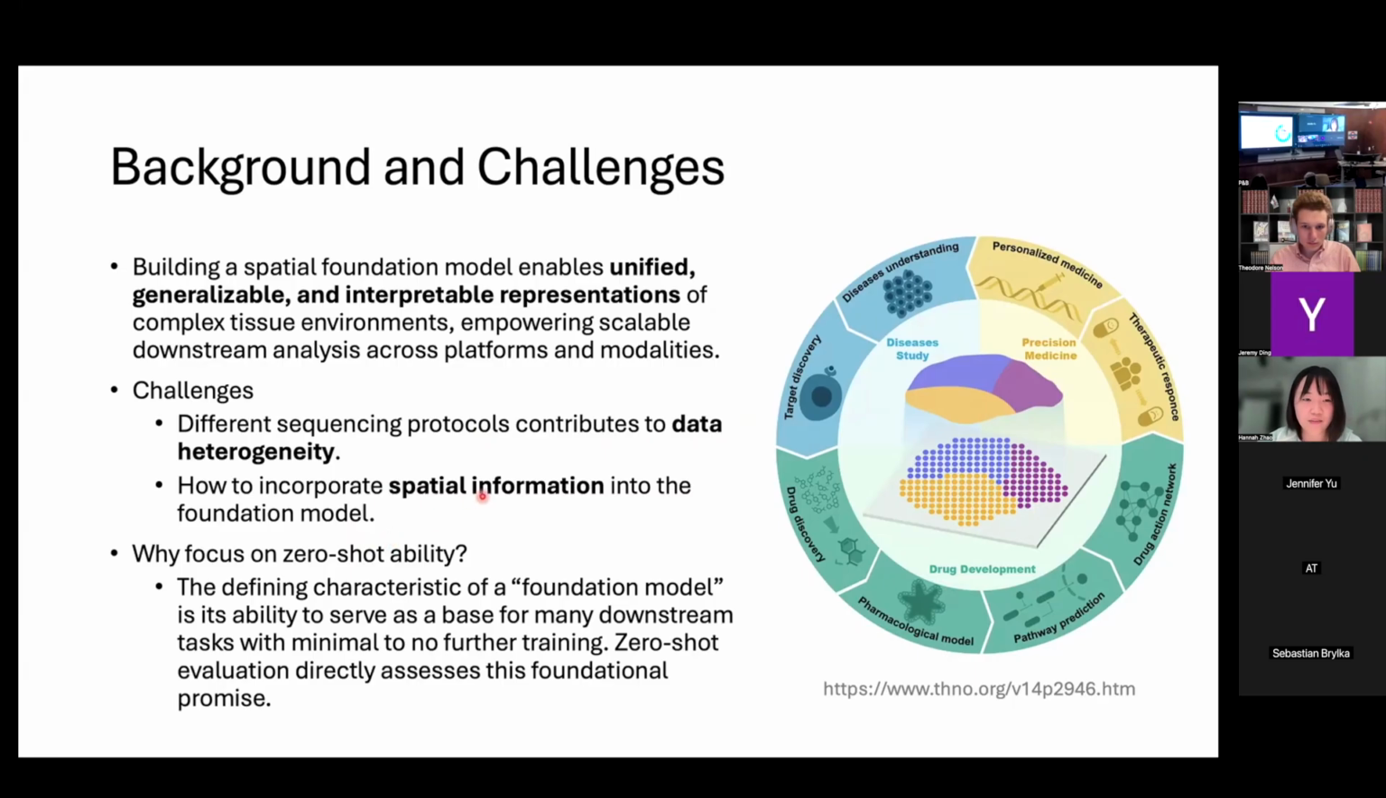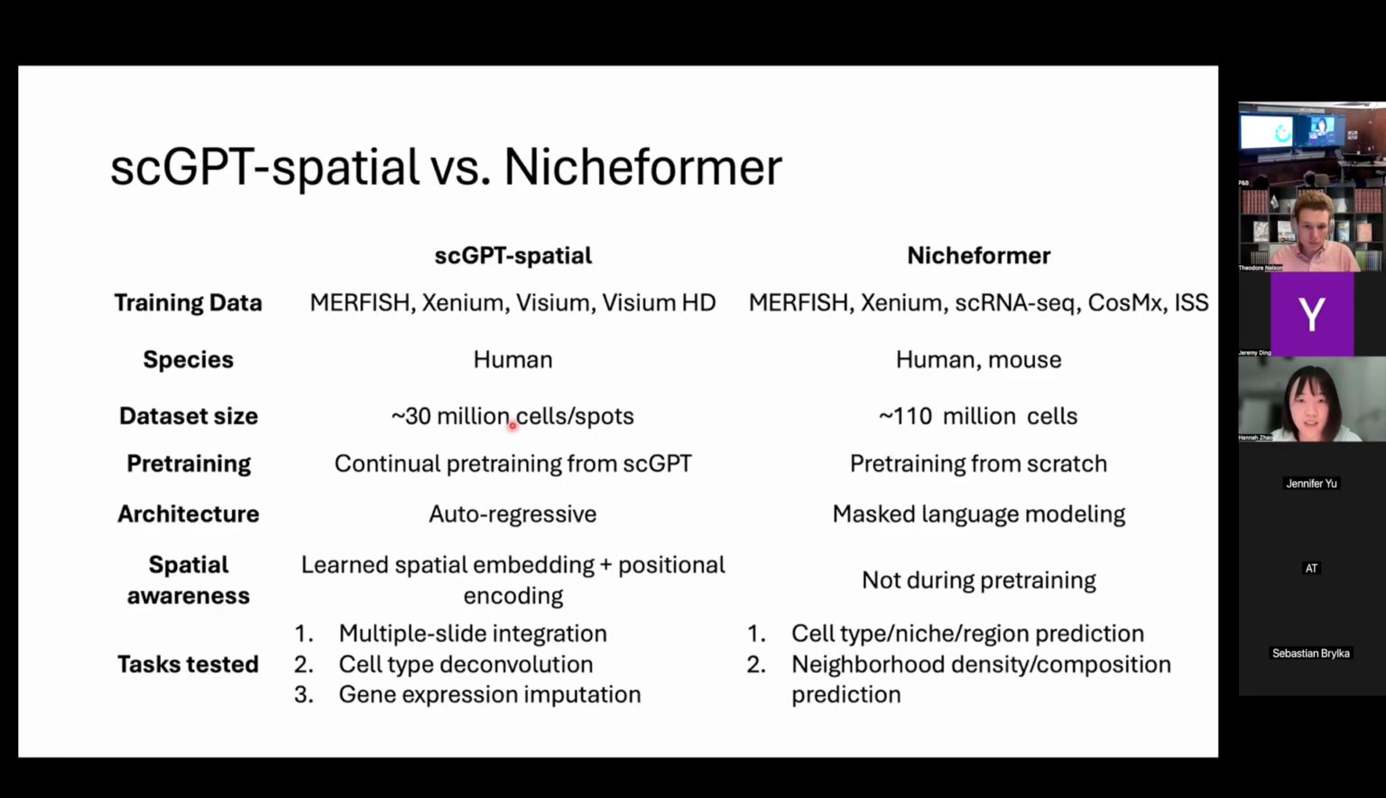For my benchmark, why did I focus on zero-shot ability? I think the promise of a so-called foundation model is its ability to serve as a base for many downstream tasks without further fine-tuning, so I tested their zero-shot ability specifically. In the interest of time, I'm not going to go through each method but rather focus on which aspects they differ in.